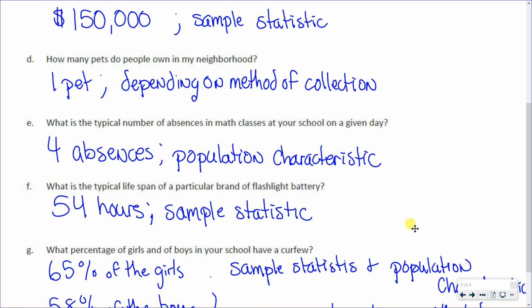What is the typical lifespan of a particular brand of flashlight battery? Now, here's the question. Is there only one brand of flashlight batteries out there? No. There's 10, 20, 30, 40 brands. Okay? So, if we're only looking at one particular brand, is that going to be a sample or population? It's going to be a sample, so that means it's going to be a sample statistic. And you could have told me the battery only lasts 28 hours, 38 hours, 42 hours, 68, 67 hours, 99 hours, 82 hours. I said 54. That was my answer. Okay? These are my answers on the left, but on the right, that's the answer that's the set one, whether or not it's a sample statistic or a population characteristic.